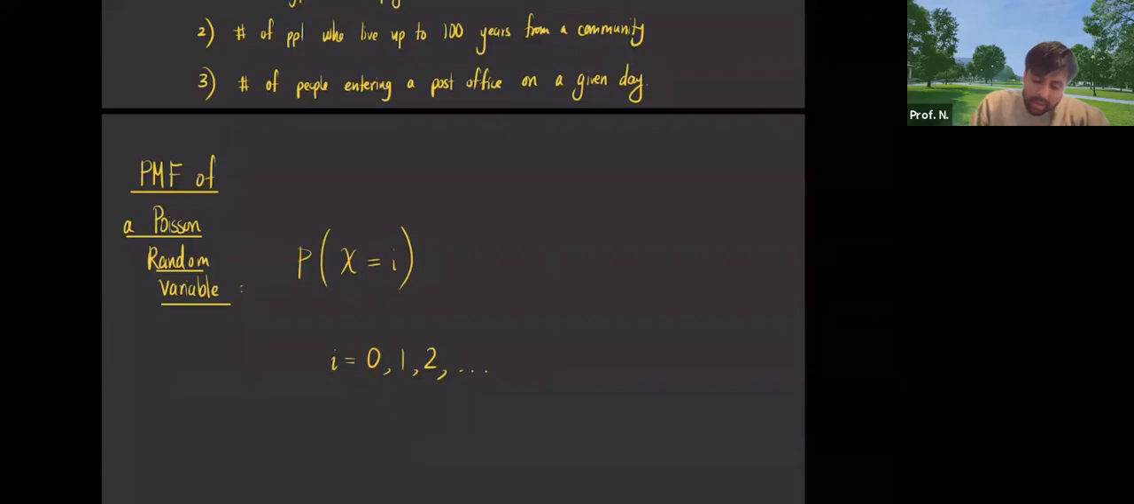So the probability that x equals i is given by this formula here: e to the negative lambda times lambda raised to the ith power over i factorial.